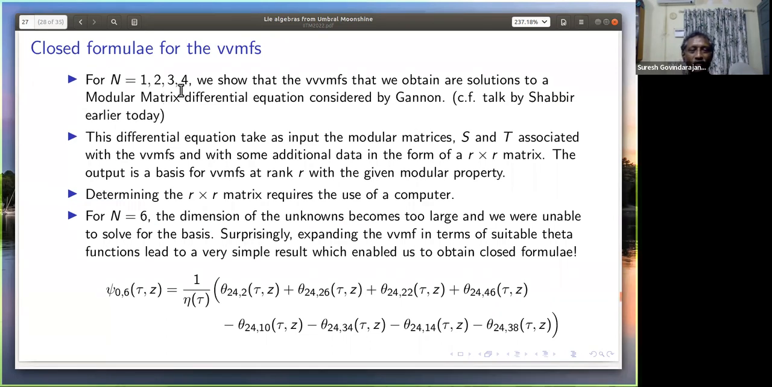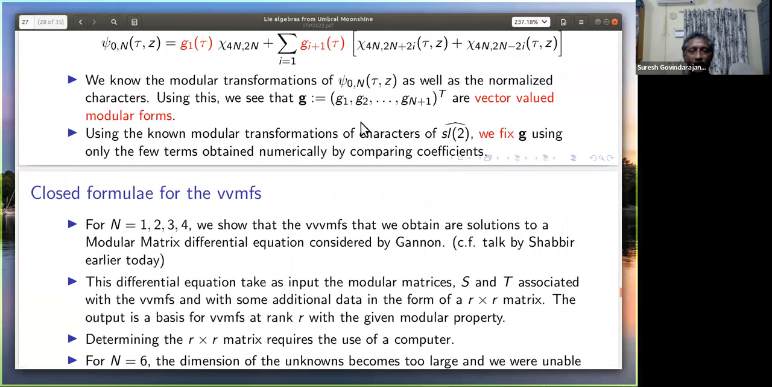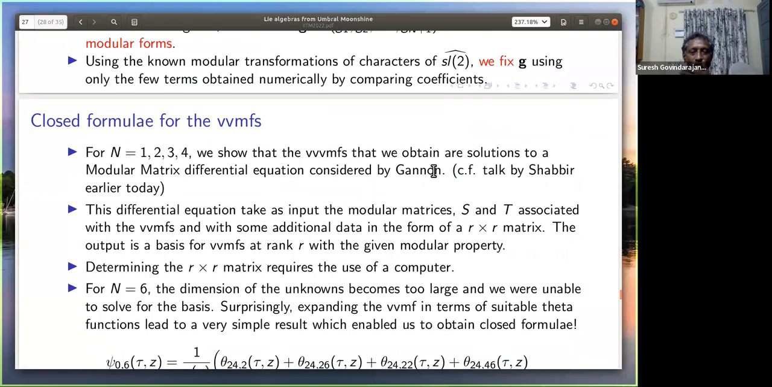Okay, so for n equal to 1, 2, 3, and 4, we actually showed that the vector valued modular forms are solutions to a modular matrix differential equation. And then we actually showed that that's a differential equation whose solutions are these. So that requires some data, and that data we could get by just looking at the expansion of these things to fairly low order. That was enough. And so we had some checks of that.